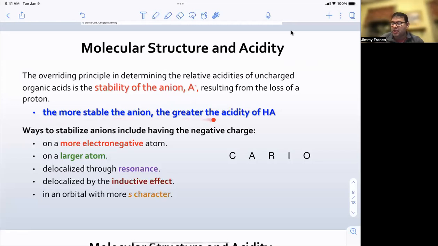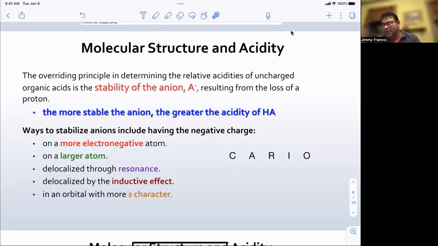The biggest idea behind this is the more stable that anion is, the greater the acidity, right? So the molecule is going to be much more acidic if it creates a stable conjugate base. So that anion that's formed, if it's stable, then it's going to be a stronger acid. So the question is, what makes it more stable? So let's go through these.